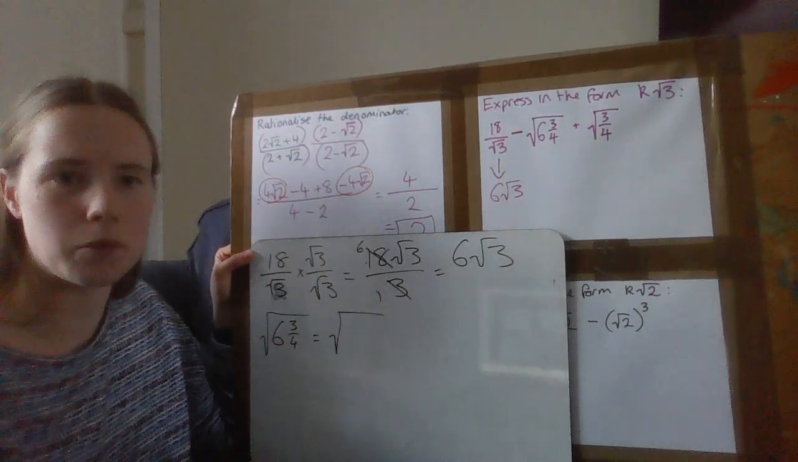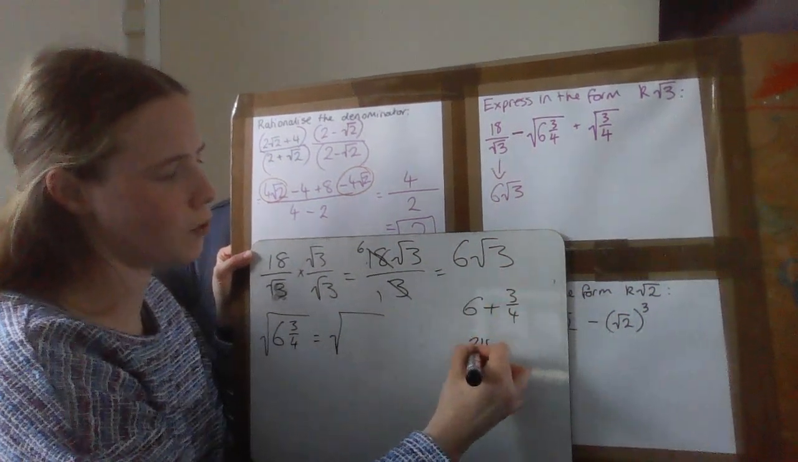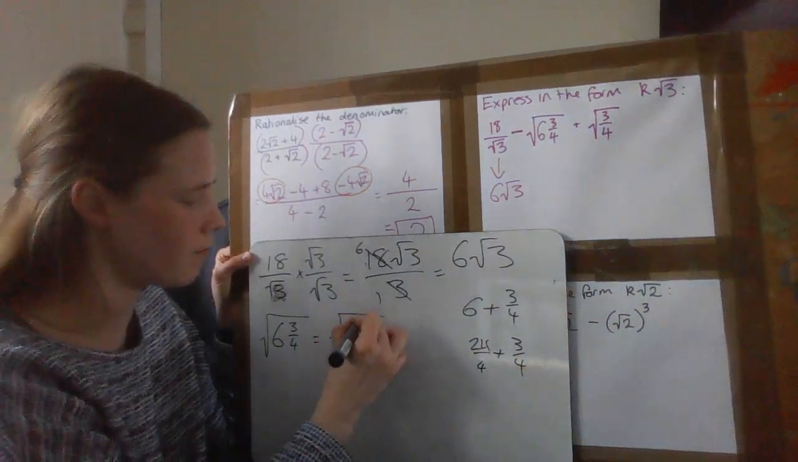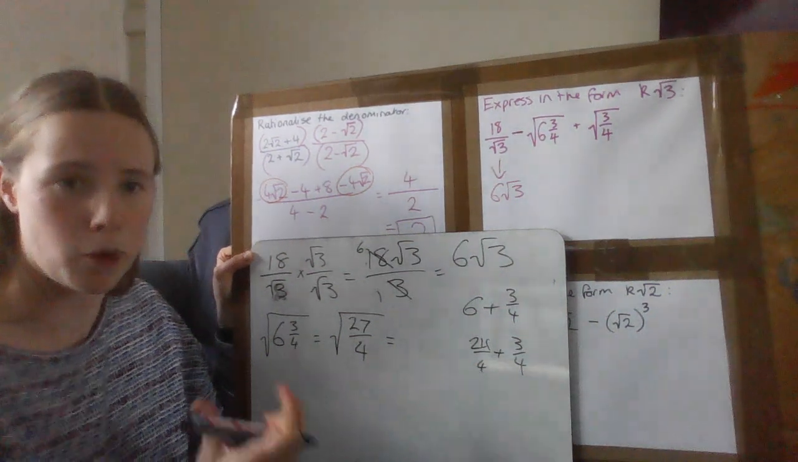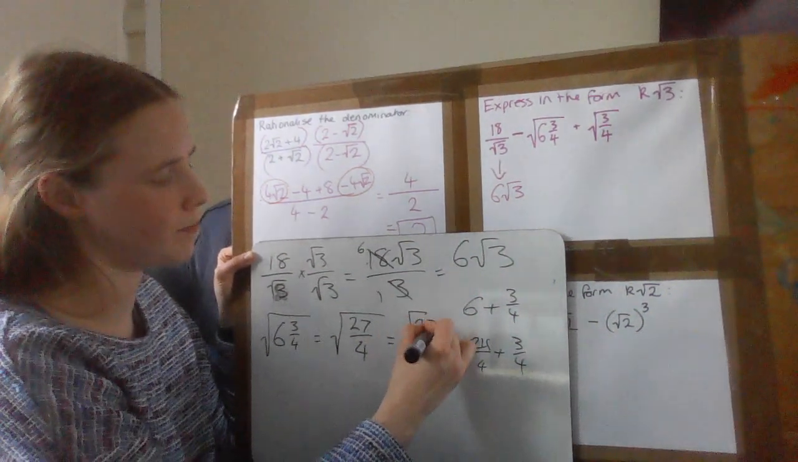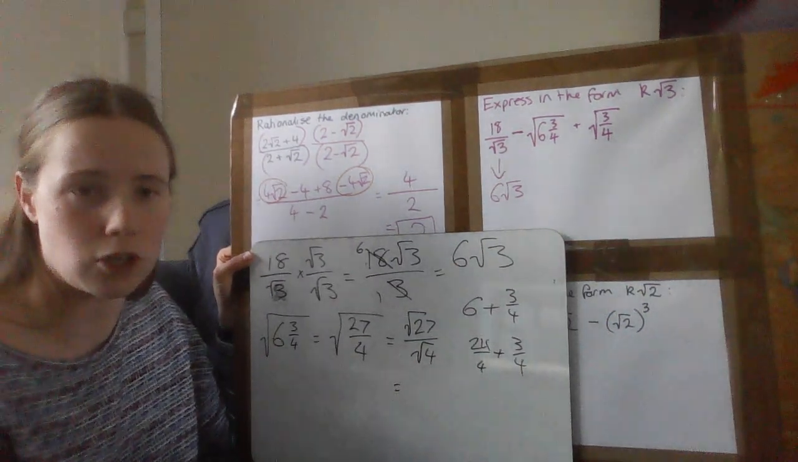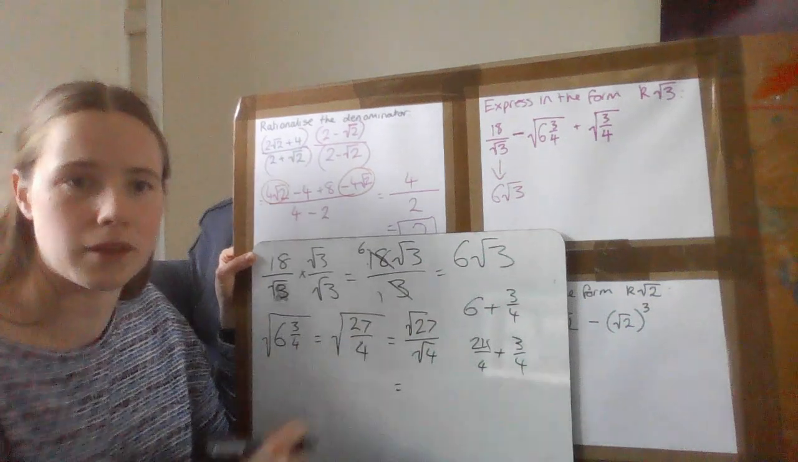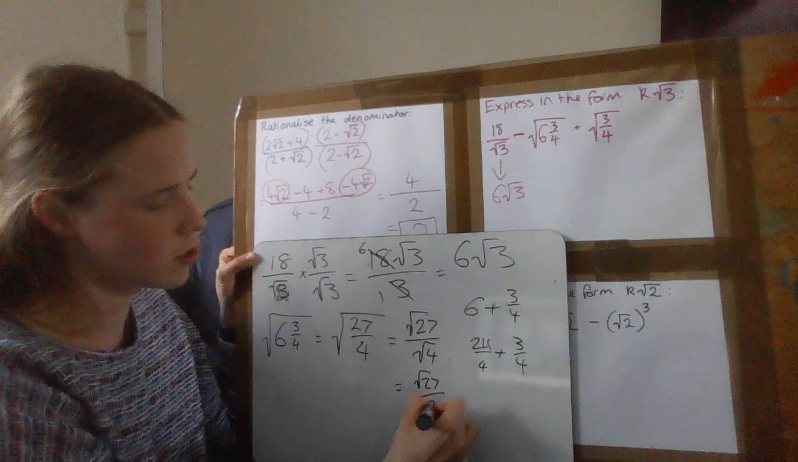Okay, so 6 3/4 is the same as 24 quarters plus 3/4, or 27 quarters. Now, root of 27 over 4 can be broken up into root 27 over root 4. Now, root 4 is actually 2. Okay, so if you've got a square number on the bottom, it's quite a nice thing to do this, because then you end up with a whole number on the bottom. So I've got root 27 over 2.